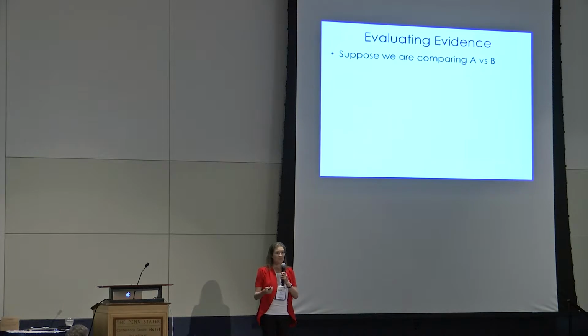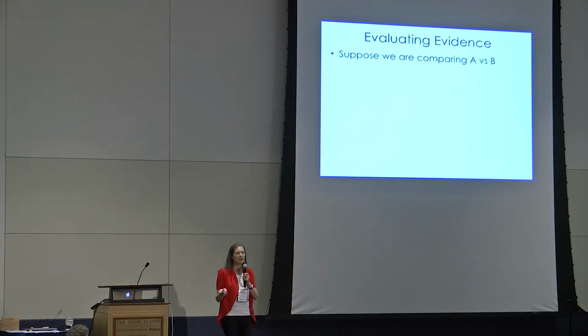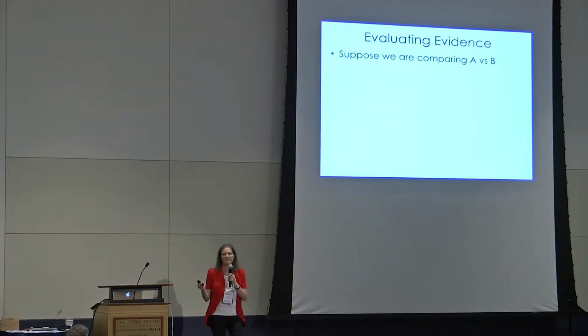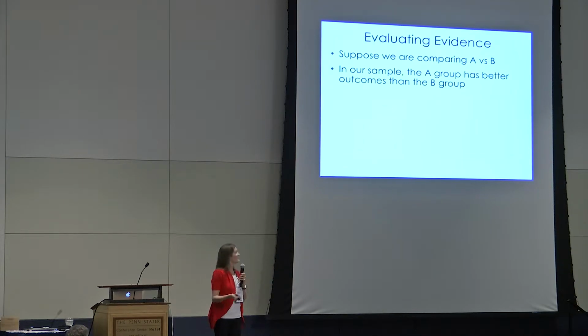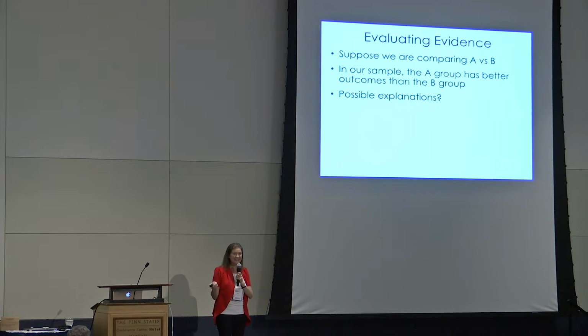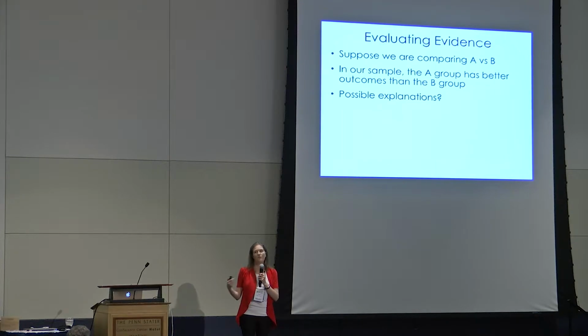All right, so in one slide, what do I think every introductory student should know and understand about evaluating evidence? Well, just to set the stage, suppose we're comparing A versus B, and I'll give context to this in a second, but A and B could be two different treatment groups, two levels of an explanatory variable. Pick your favorite example. In our sample, let's suppose the A group has better outcomes than the B group. What are the possible explanations? Well, it could be that A really does cause better outcomes than B. That's the causal claim that we're trying to evaluate evidence for.